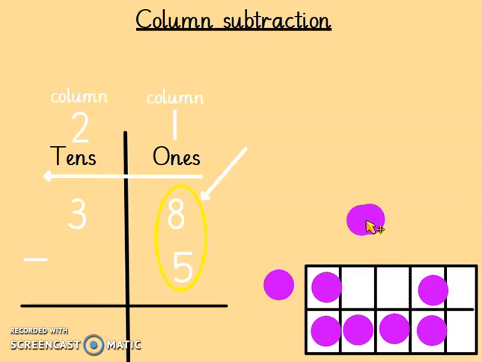Take away 1, 2, 3, 4, 5. How many do I have left? 3. And this 3 is take away nothing, it stays the same.